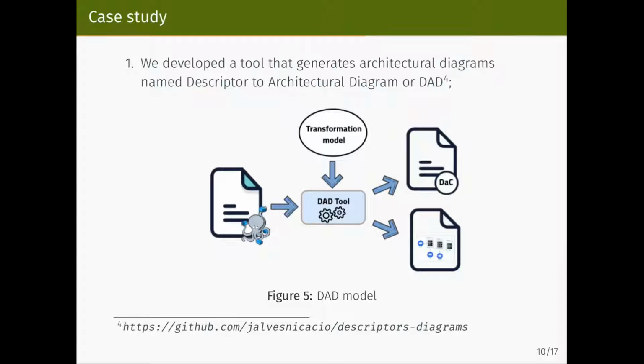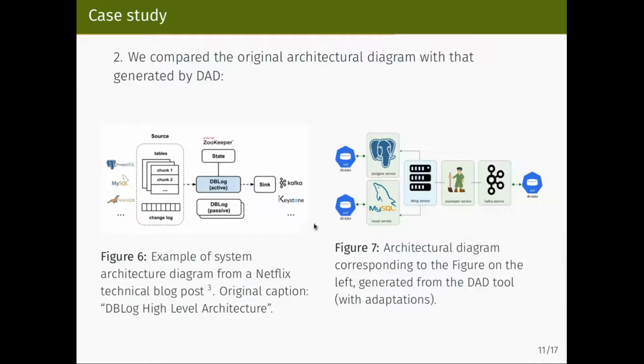In our case study, we compared the diagram of a real system with a diagram generated from a system descriptor file. We developed a tool that generates architectural diagrams, named Descriptor to Architectural Diagrams, or simply DAD. DAD receives a system descriptor file as input, and it generates an architectural diagram and a diagram-as-code script. We compared the original architectural diagram with that generated by DAD, and we made some observations.